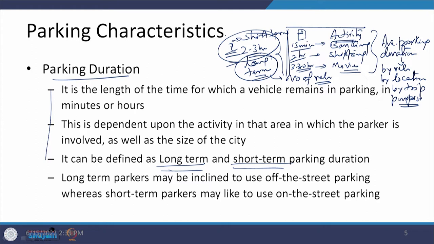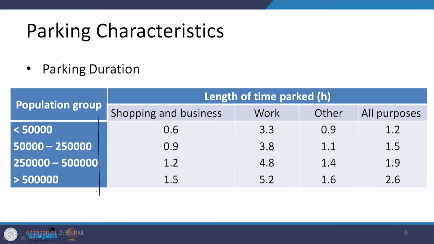So that is another aspect. Once you do this type of an analysis, you may have an idea of what type of policies can be enforced, and how the different types of vehicles or vehicle users can be segregated and taken from one location to another location. Now this is an example where, with respect to the population groups from less than 50,000 to more than 5 lakhs, for different reasons of travel, say shopping and business, work or others, or as combined all purpose conditions, the durations have been specified.